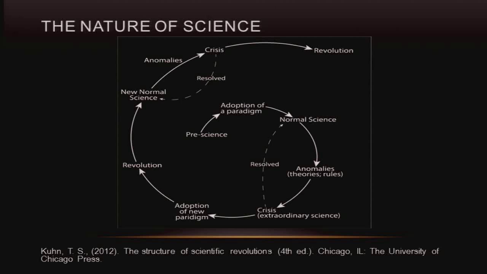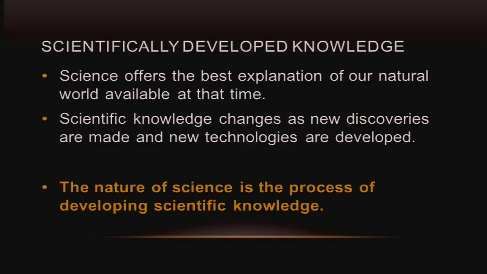There are many theories regarding the nature of science, from Popper to Robbins to Kuhn to Chalmers. And then there are various sociological explanations of the nature of science. Due to time constraints, I will not go into these definitions or ideas. Though for the purpose of this talk, it's important to distinguish between science, scientific knowledge, and the nature of science. Science offers the best explanation of our natural world available at the time. Scientific knowledge changes as new discoveries are made and new technologies are developed. The nature of science is the process of developing scientific knowledge. And this process includes critical thinking, gathering evidence, skeptically questioning, and peer review.